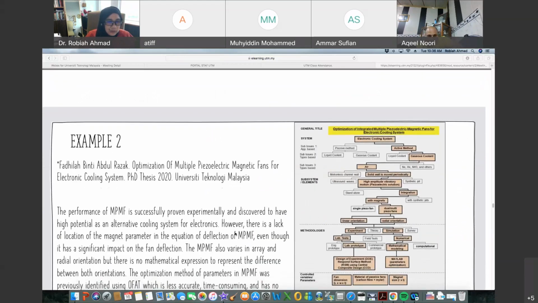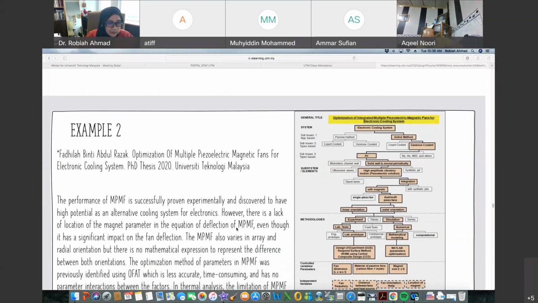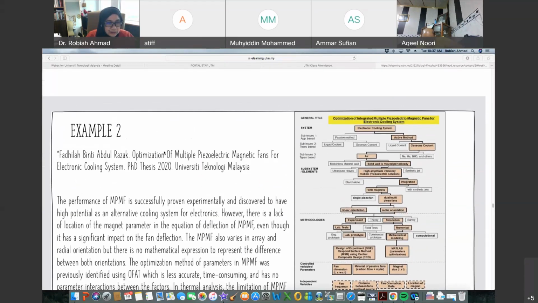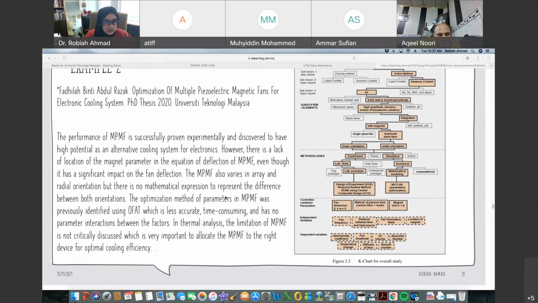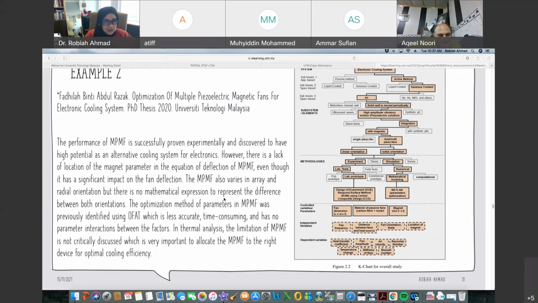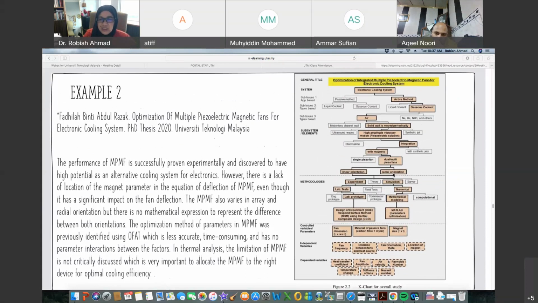For example, I share with you, this is my PhD student, graduated 2020. Her title is on optimization of multiple piezoelectric magnet fans for electronic cooling system. So the system that she concentrates on is electronic cooling. The thing that she does is piezo and magnet fans, and then she has optimization as well. I can't remember, maybe this is the abstract of a paper. But this is how she structured her literature review.